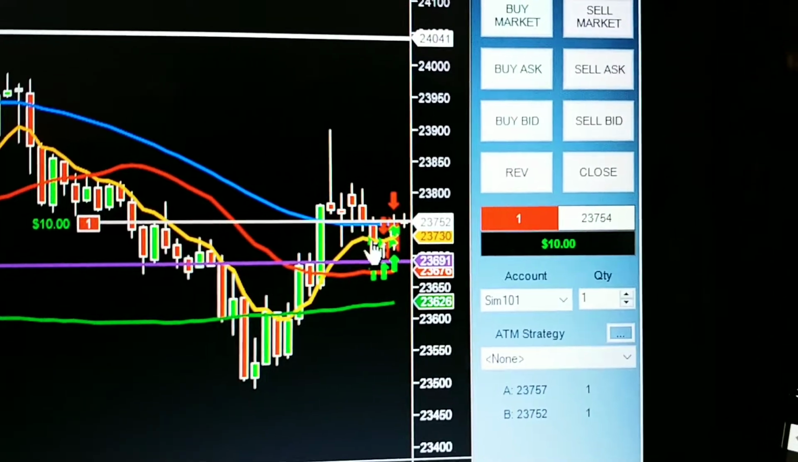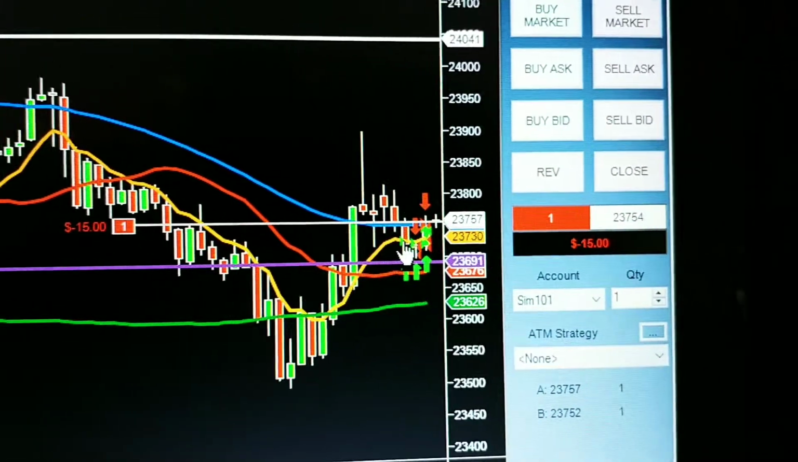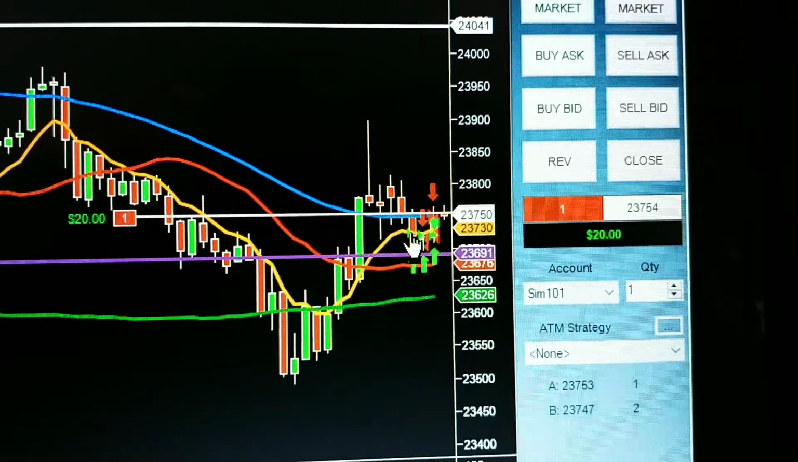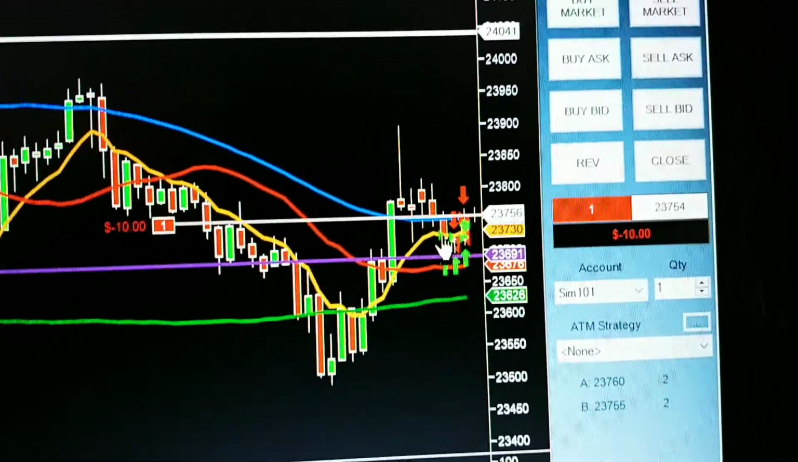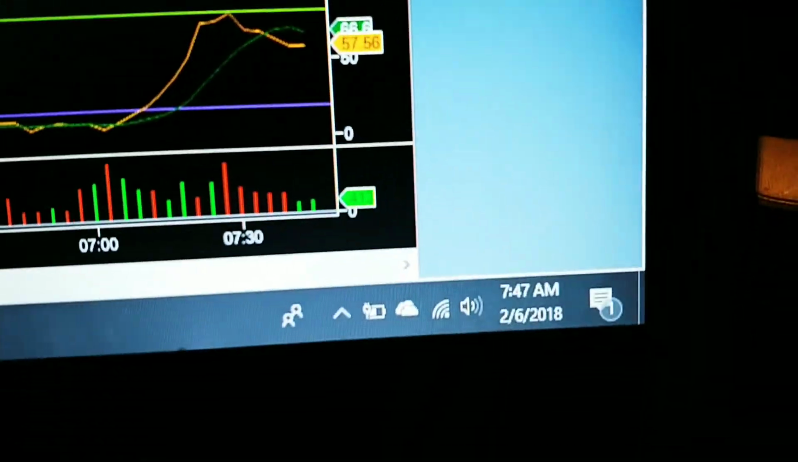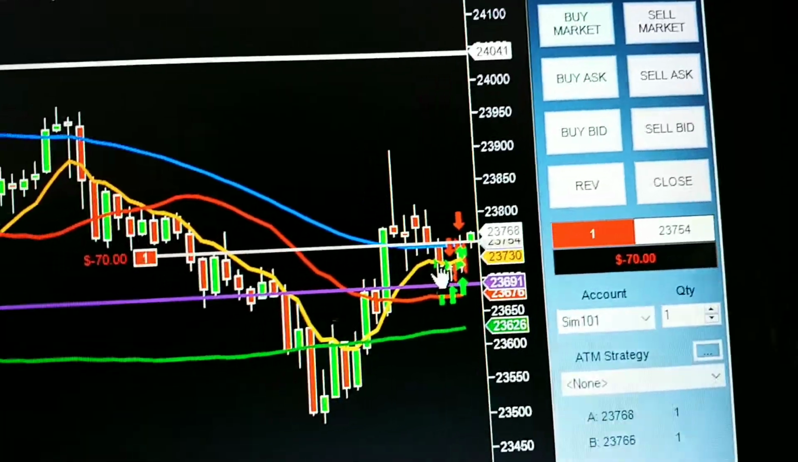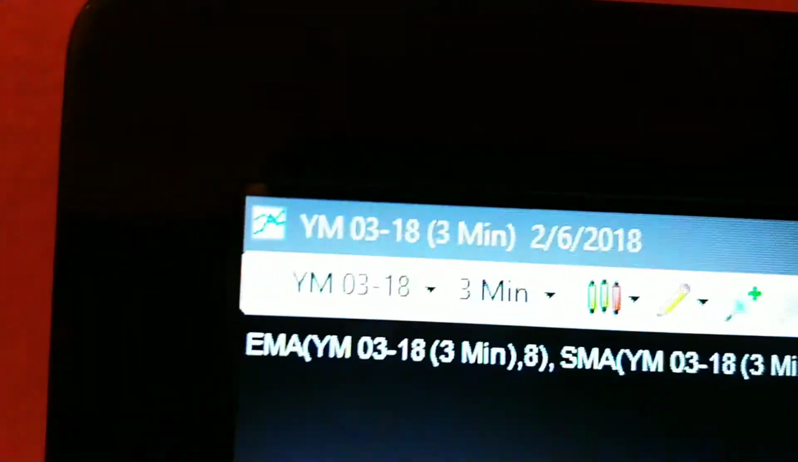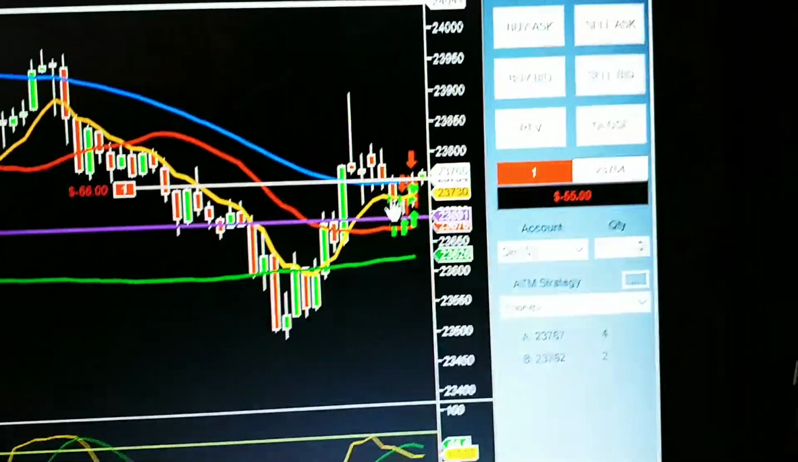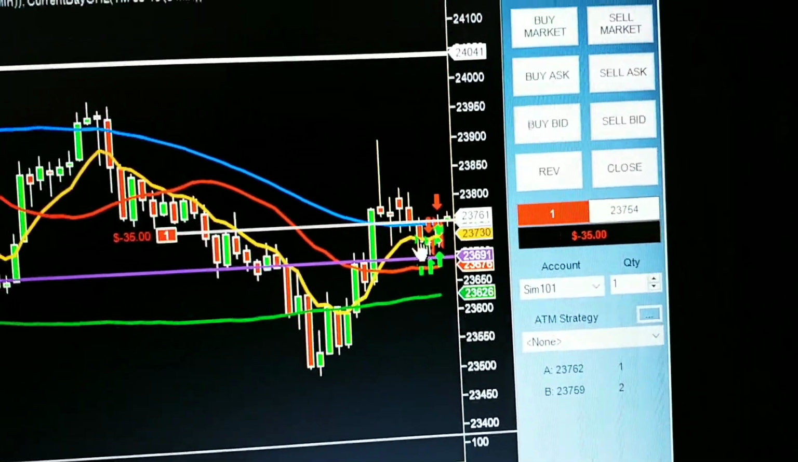It only takes a couple ticks to make 150 bucks because of the volatility. So it's really fascinating. So we'll just watch it. 7:47. Like I said, this is the YM. Pre-market trading before the market actually really opens. A lot goes on in the market before it opens.